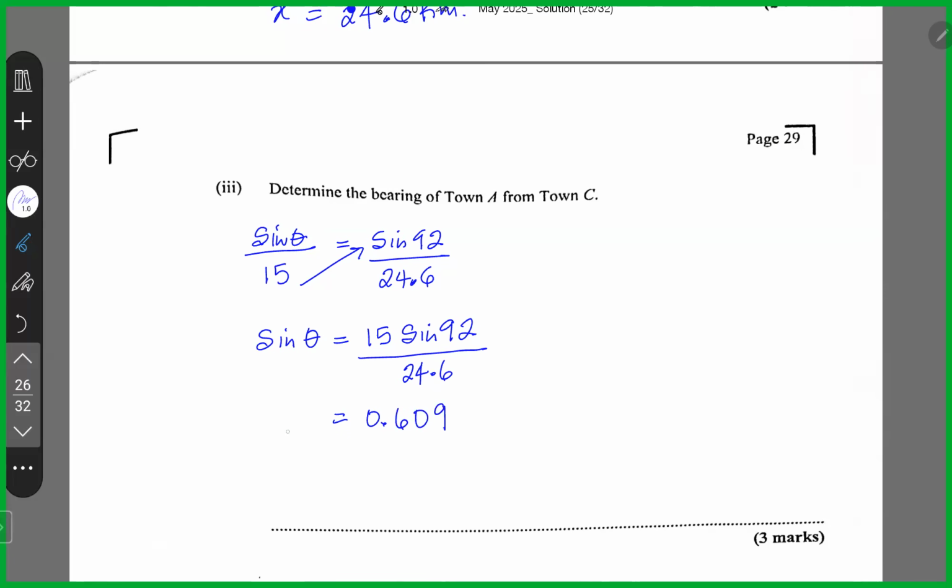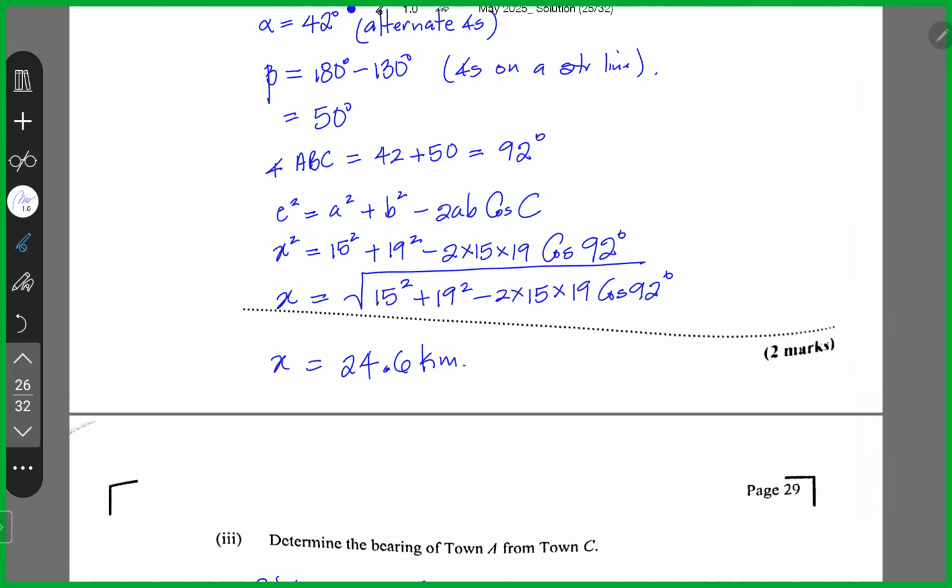So theta is sine inverse 0.609. Theta would be 37.5 degrees. All right, so we can probably work with 38. So back to our diagram.